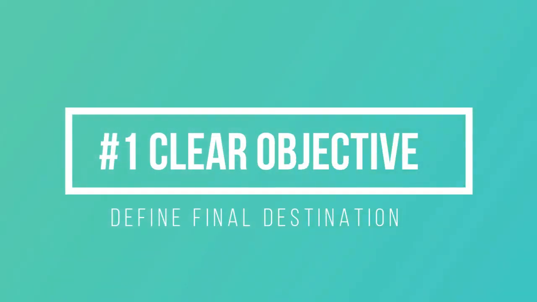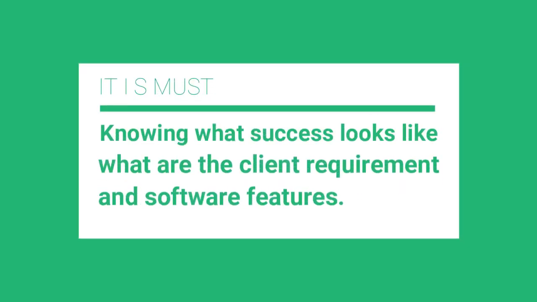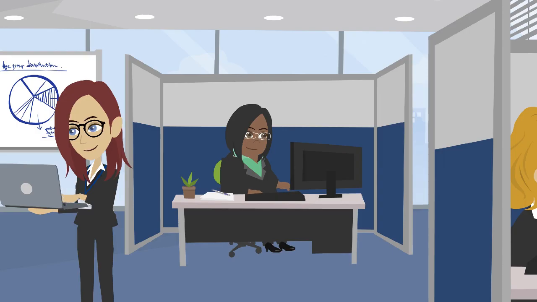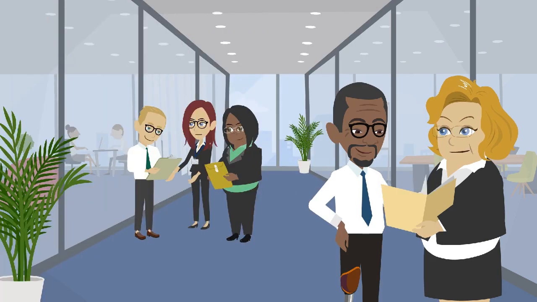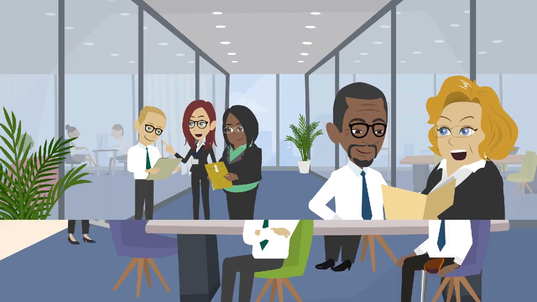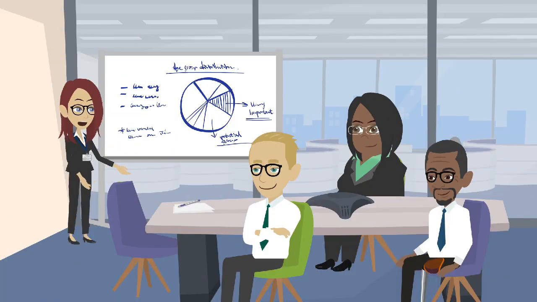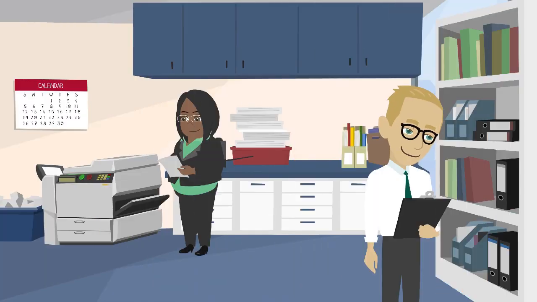So here are the 5 key elements of any software project planning process. Number 1, define a clear objective. Know what it looks like and define your goal clearly. This basically means you need to understand what the requirement of your client is and what kind of objective the client wants to achieve by having the software.